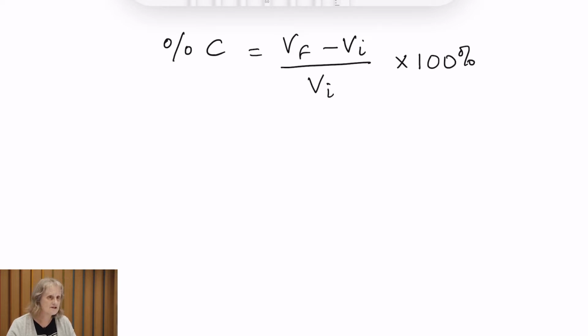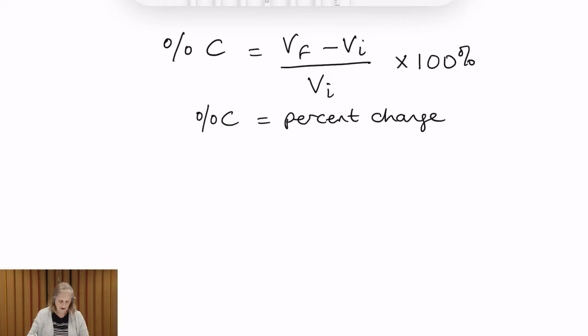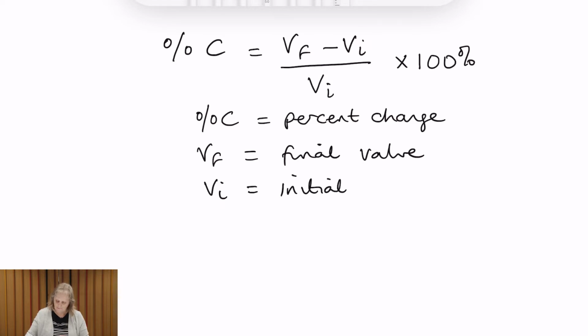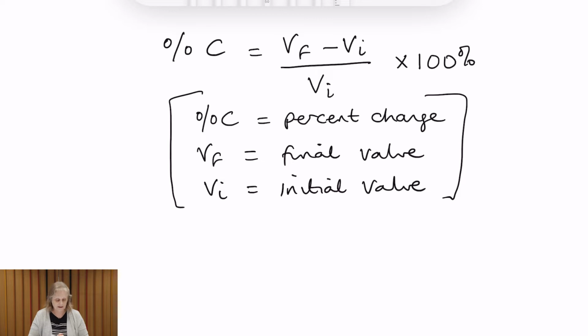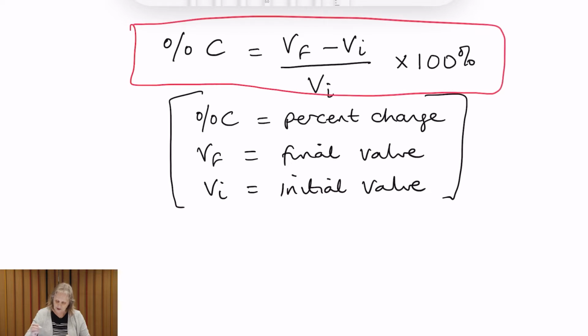So again, there are different methods that you can use with these types of questions, but this is the easiest formula to use, especially initially. So remember that this symbol represents the percent change, and V subscript F is the final value, and V subscript I is the initial value. Okay, so these are all the three different values that we use in these types of questions. And this is the formula we use here.